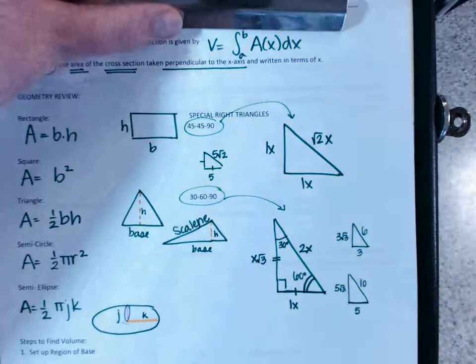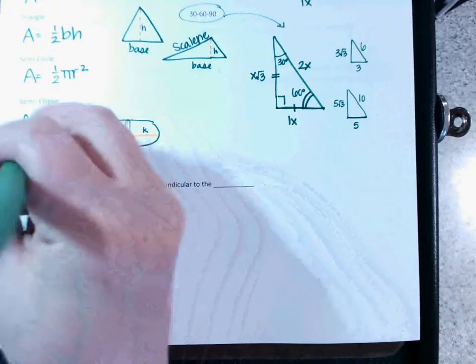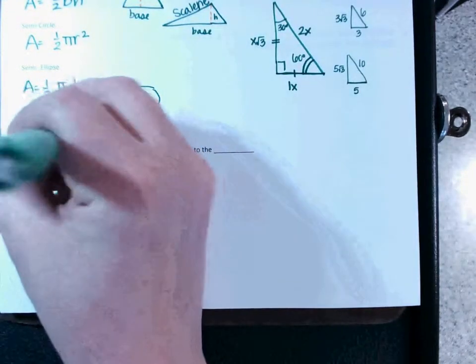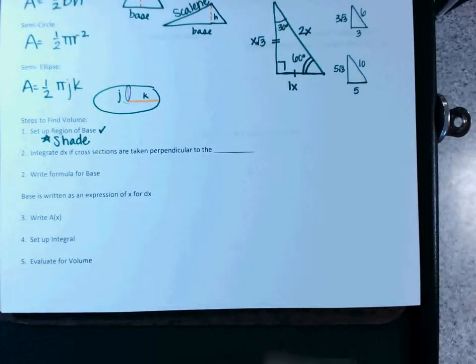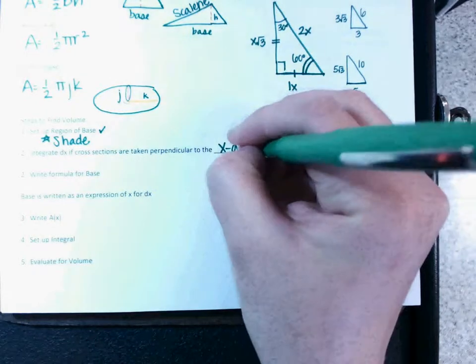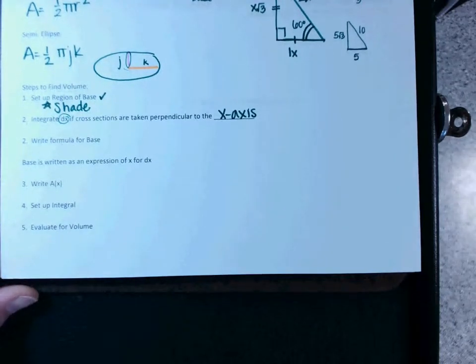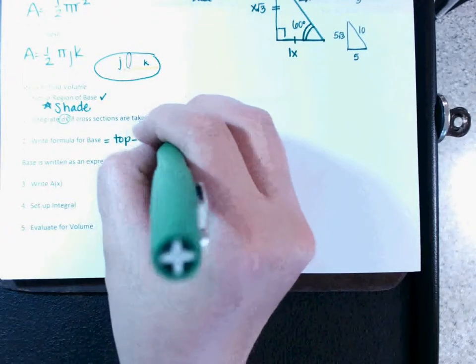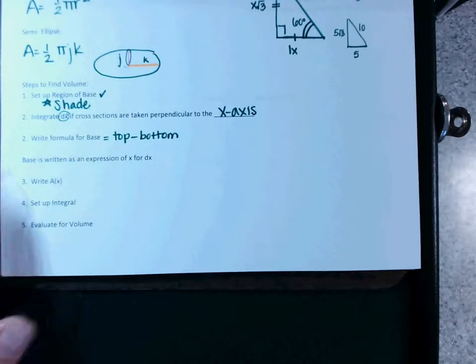Okay? So here are the steps, then we're going to work through an example. You're going to set up the region of the base. This you already know how to do. You're going to set up the region of the base, and then I want you to shade it. If you are taking your cross sections perpendicular to the x-axis, then your integral will be dx, which is the kind that you're already used to. Then you're going to write the formula for the base, which will be top minus bottom. And then your base is going to be written as an expression of x. We'll talk about that in a second.